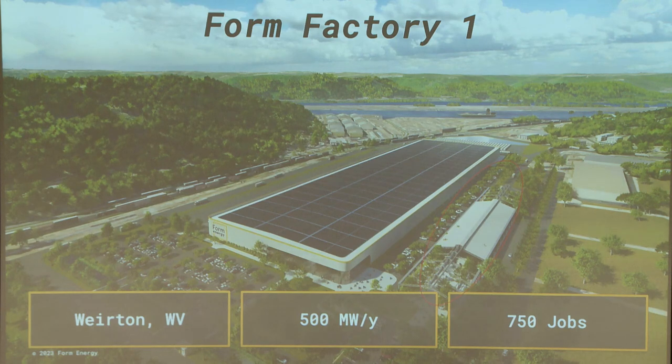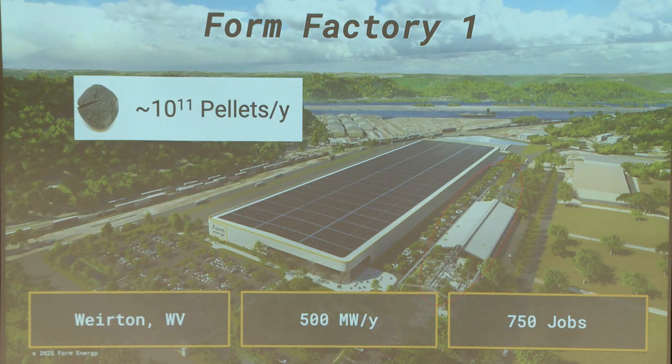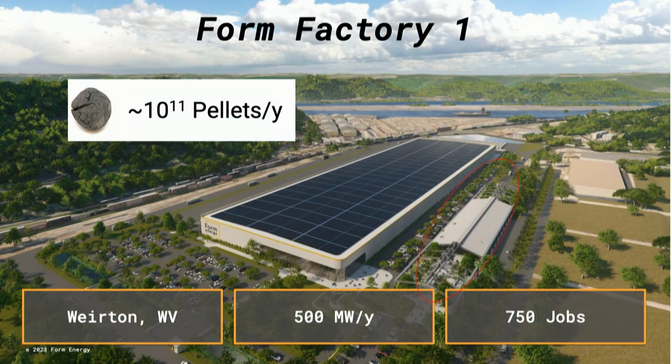And that'll be an integral part of our site in Weirton. My units of pellets. How many pellets go through this? So there will be something like 10 to the 11 pellets a year moving through that facility. I'm still kind of boggled by that number.